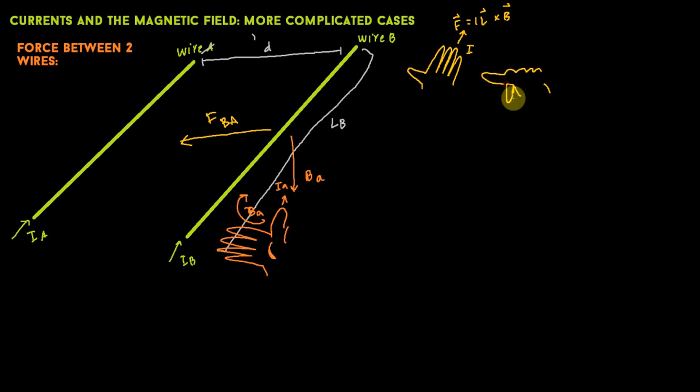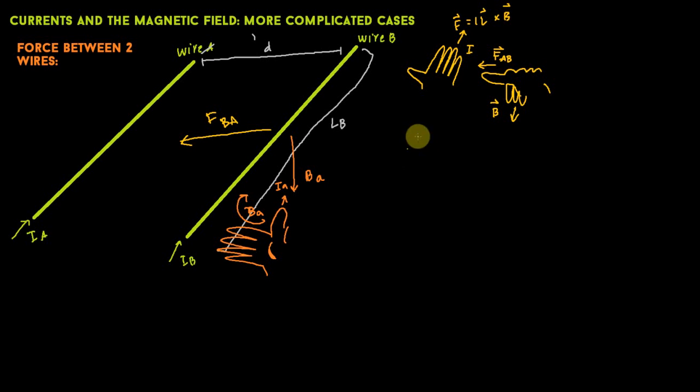Let me see if I can just show my fingers going down now. I cross B, and you'll see that my thumb here, which is the direction of the force of A on B, is pointing in this direction. So that's how we figure that out. Now let's look at the magnitude.